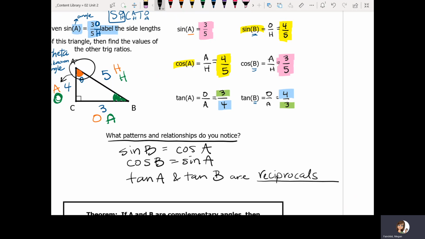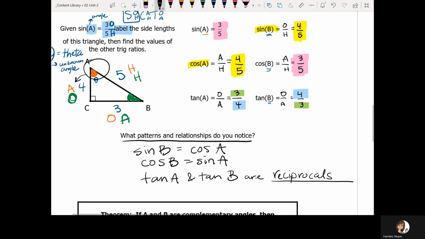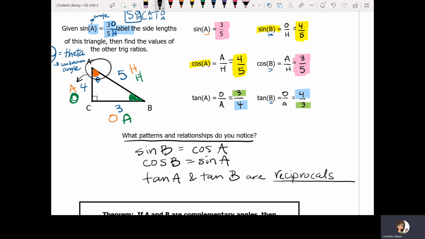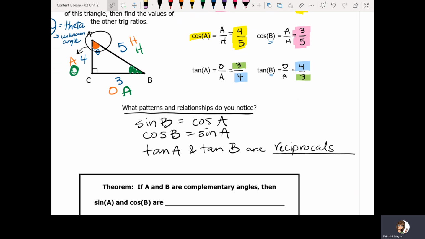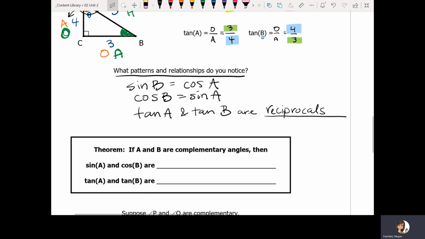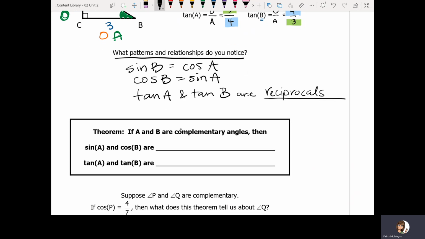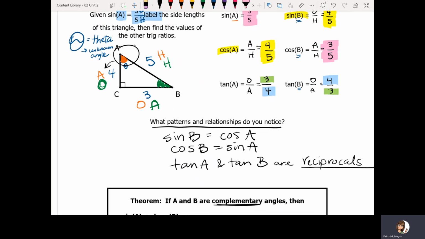Same reason as the tangents are flipped, right? For sine of A, it was opposite over hypotenuse, 3 over 5. For cosine of B, the opposite became the A, right? They all switch around. All right, this is really important because there's sort of a theorem that you need to understand about complementary angles. Now, why are we talking about complementary angles? Well, let's look at angle A and angle B.